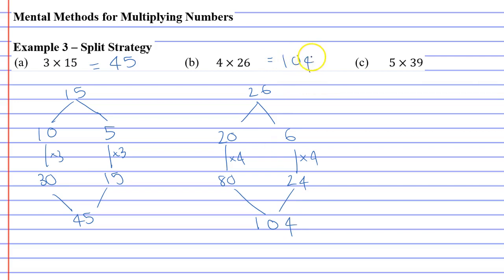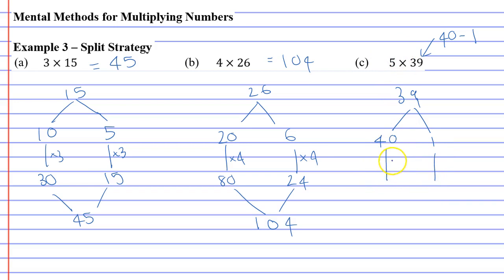Okay. Now last for question C, we're going to do this a little differently. So we have the number 39, but this time when we split it up, we're going to split it into 40 and 1. Now the reason this is different is to get 39, we actually have to subtract the 1 from 40. Anyway, we're going to start off the same way.